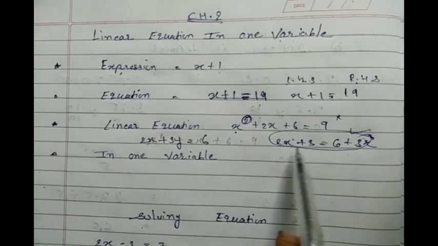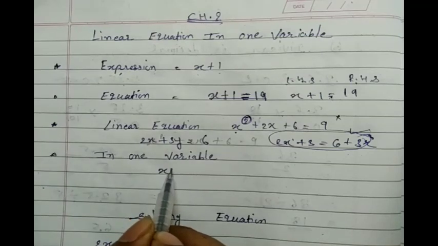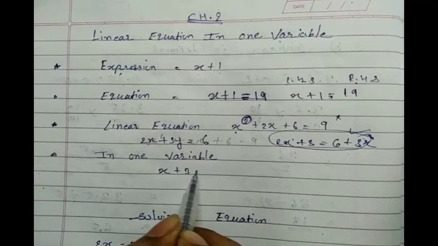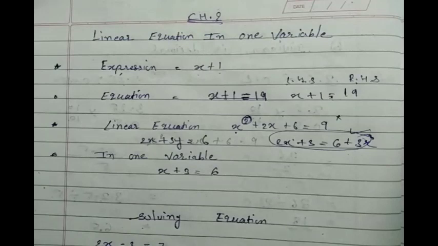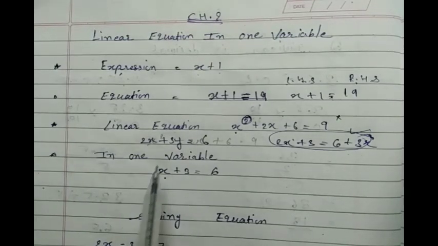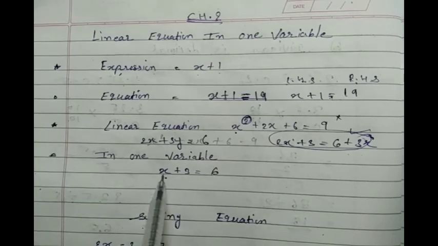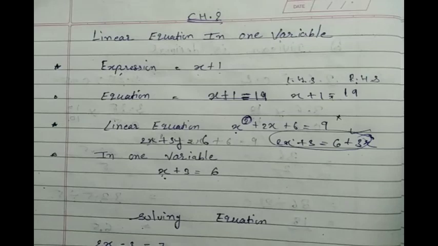Now, so this is our linear equation in one variable. It should be like x plus 3 is equal to 6. There is only one variable and the power of the variable is 1. So this is our linear equation in one variable.